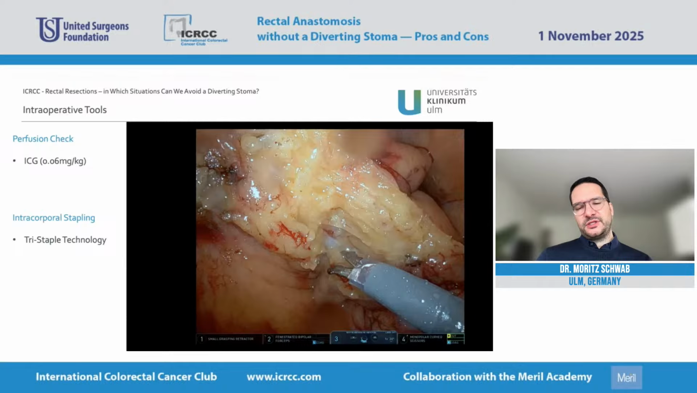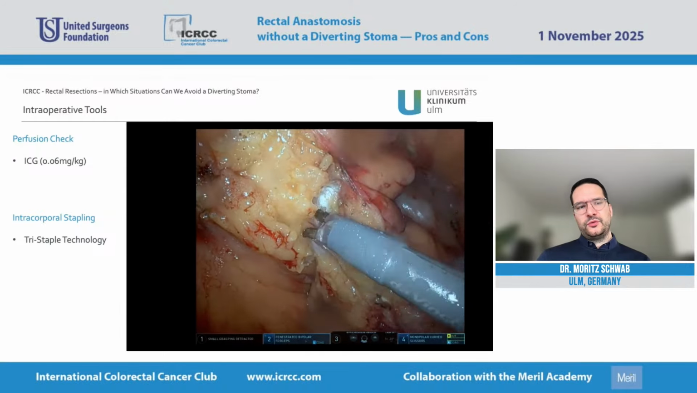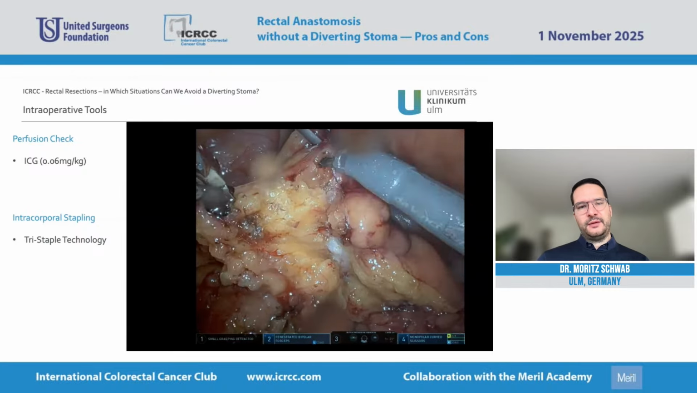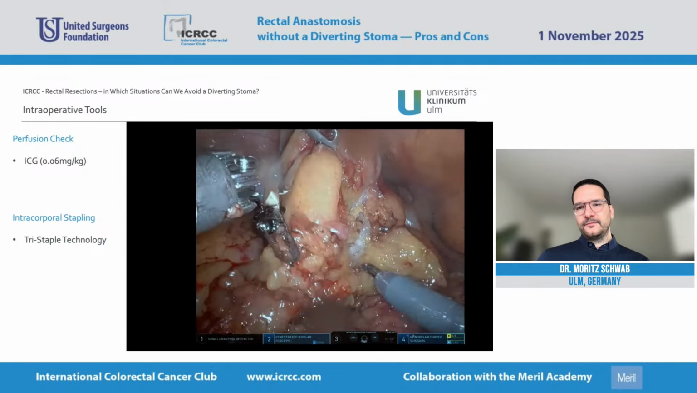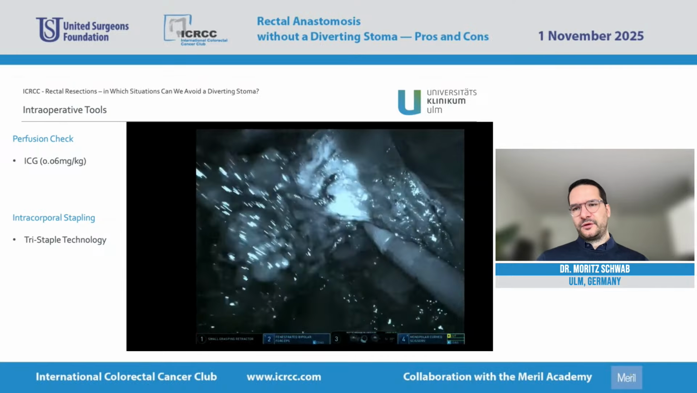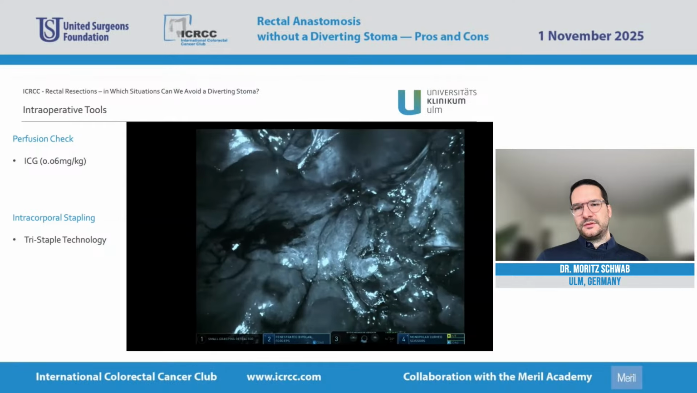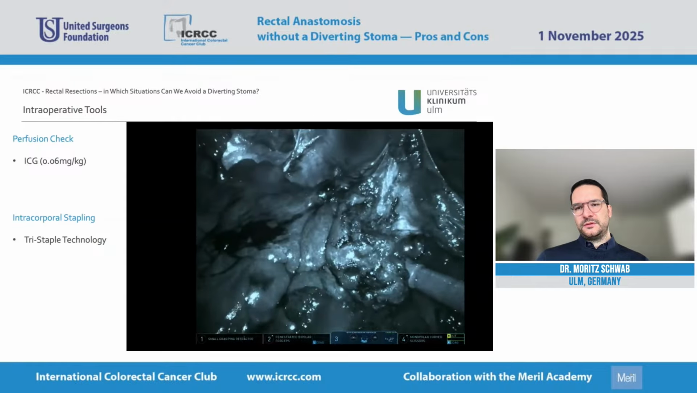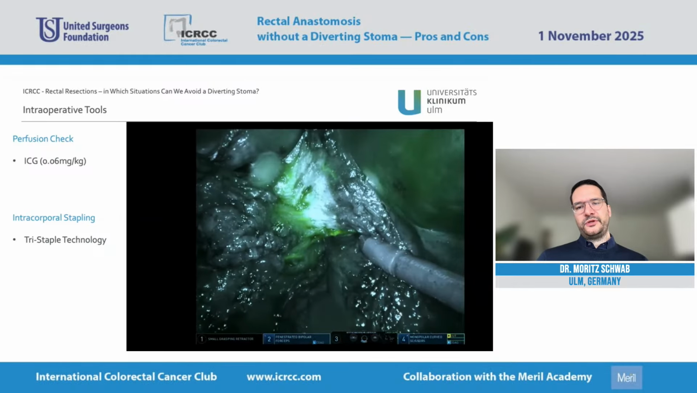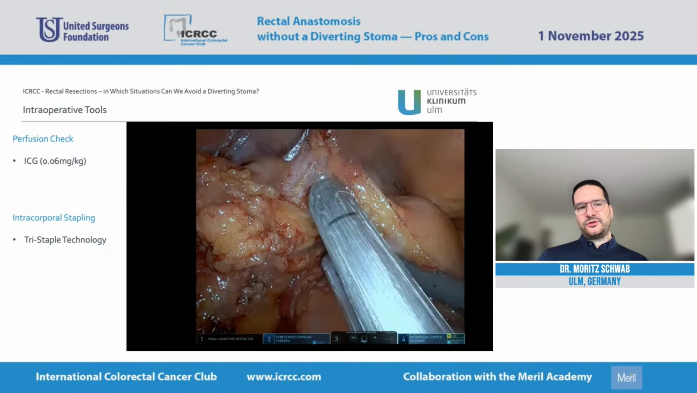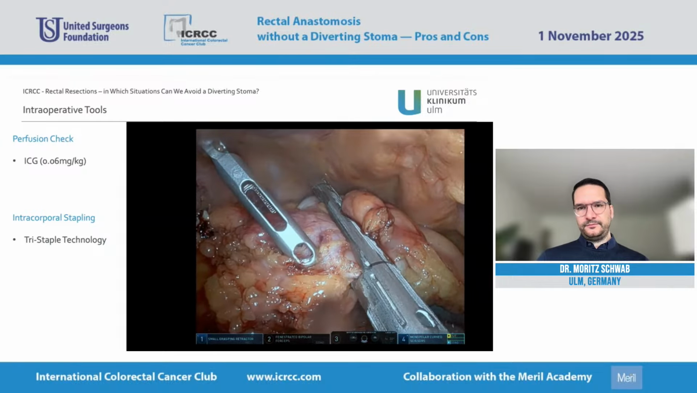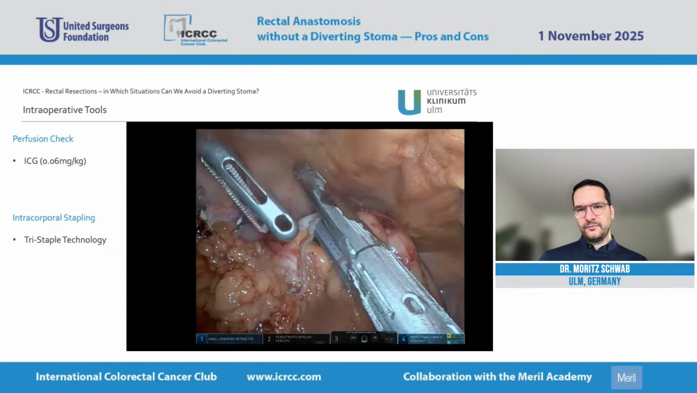Intraoperatively, we check for good perfusion with ICG and the Firefly mode. Here we see the perfusion of the colon right here. And we use the tri-staple technology with three stapler rows on each side to have a good closure later on.